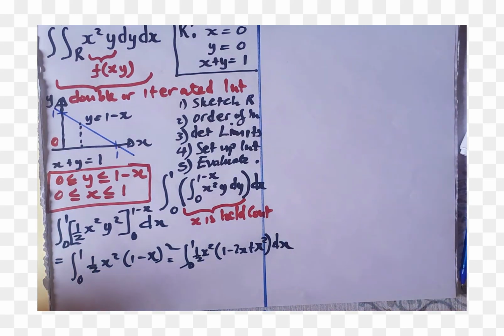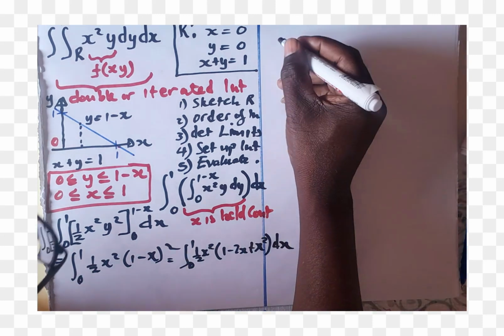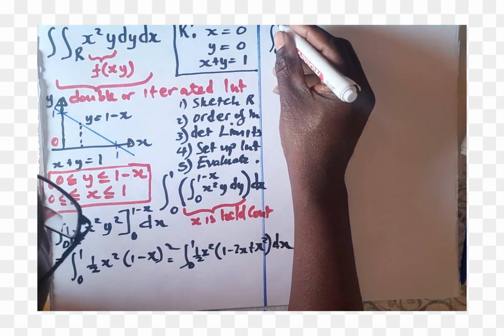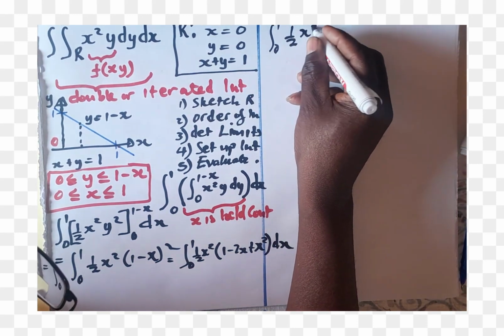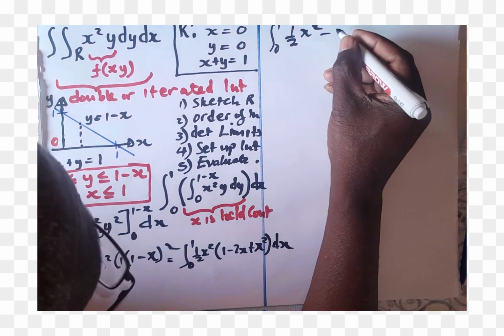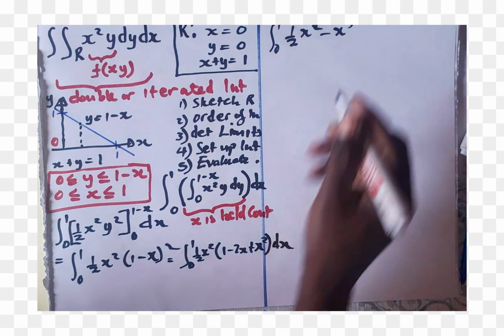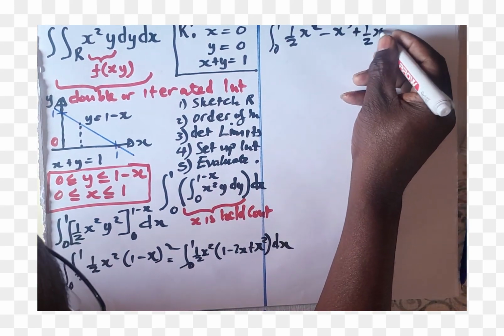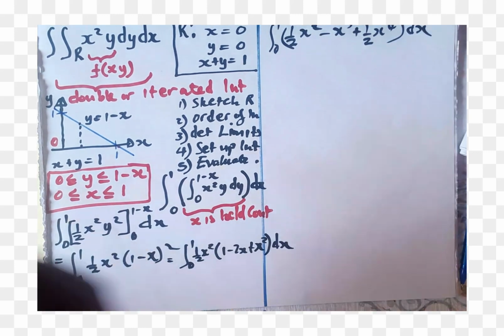I'm straying into the other side of the line there, but it's not a problem. So let's go over here. I think we got some space down here. So we can write this as, let's remove the brackets, the integral from 0 up to 1 of half x squared, this one here gives us minus x cubed, and the last one gives us half x to the power 4. All this still to be integrated with respect to x.